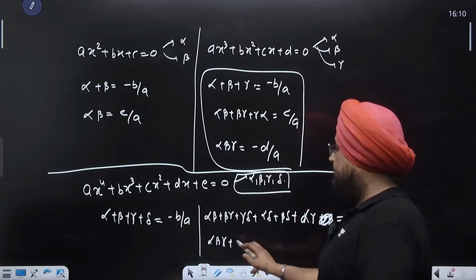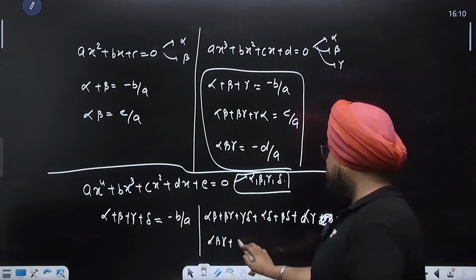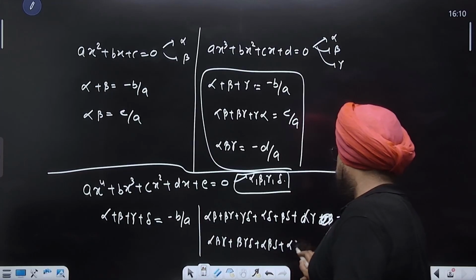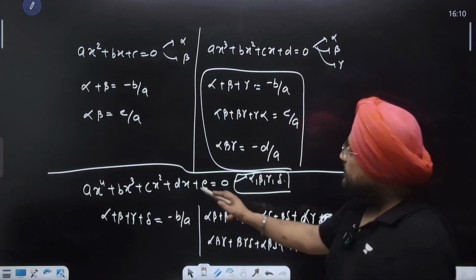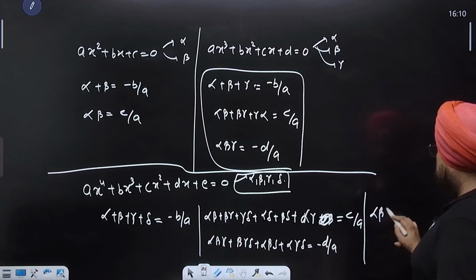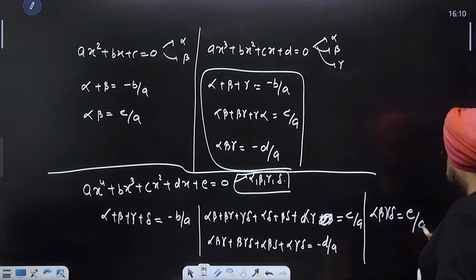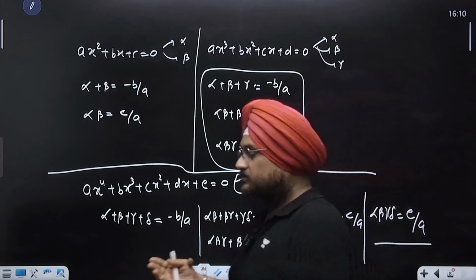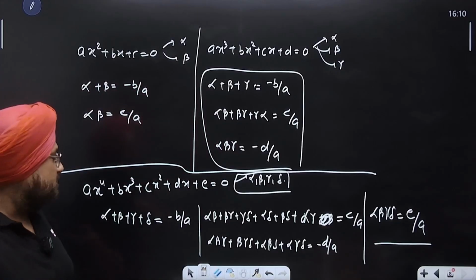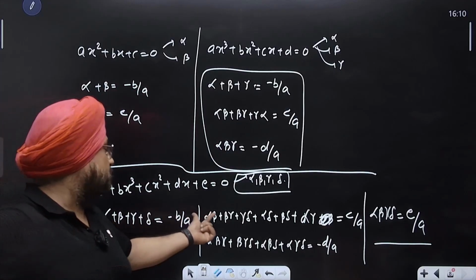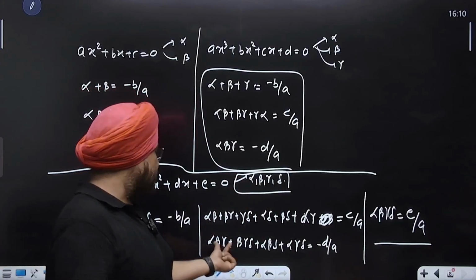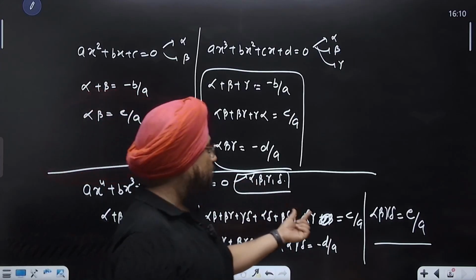Now, the sum of products taken three at a time, alpha beta gamma, alpha beta delta, alpha gamma delta, beta gamma delta, will be minus d by a, and the product of all the roots, alpha beta gamma delta, is e by a. This can go on and on: the sum of the product of roots taken two at a time, the sum of the product of roots taken three at a time, and the product of all the roots.